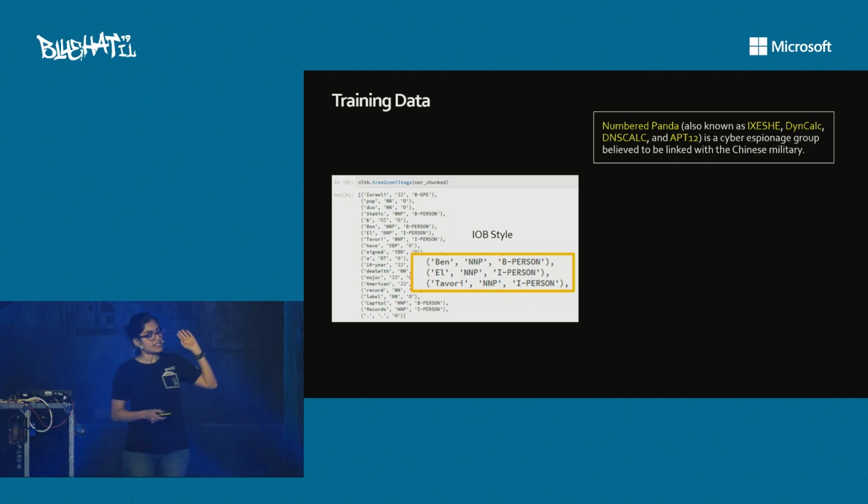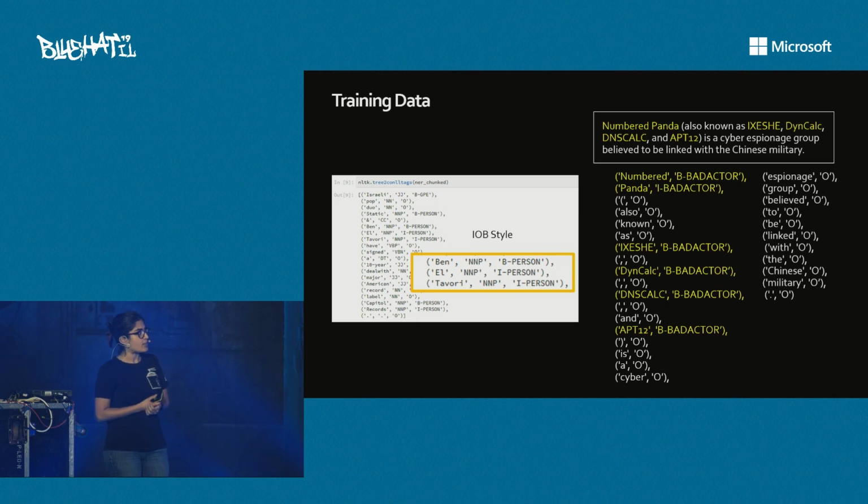So if we have a similar text blob from our domain where we're talking about Numbered Panda, this is, I think, from Wikipedia. This is how that would get tagged. Numbered Panda is a phrase that indicates a bad actor. So the first token in that phrase will be B-bad actor, and the Panda will be I-bad actor, and so on.